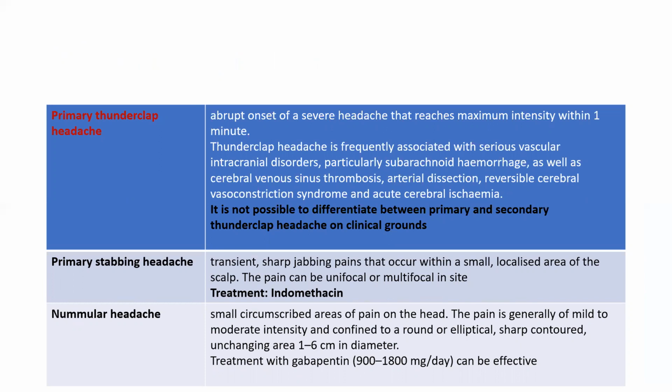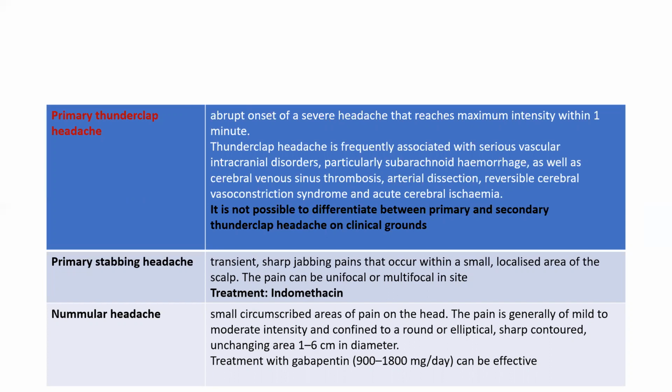It is our inbuilt tendency to think that it is subarachnoid hemorrhage. Actually, subarachnoid hemorrhage is one of the common causes of thunderclap headache, and that is justified. But the primary thunderclap headache, we can say, is the headache that starts abruptly and reaches the most painful point within 1 minute.